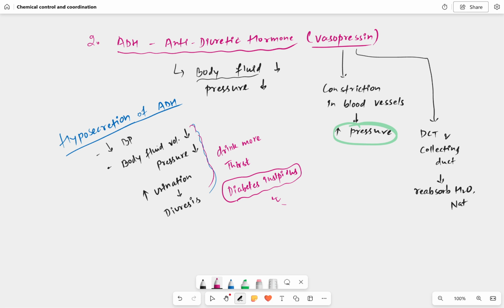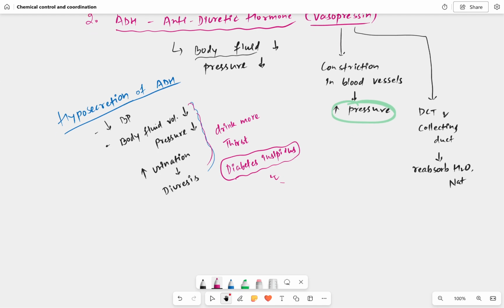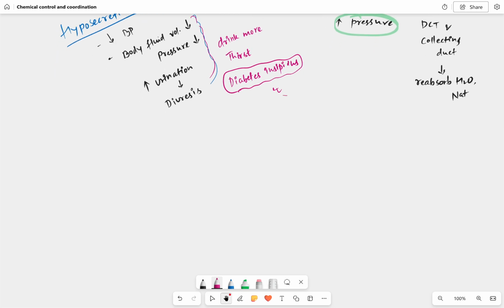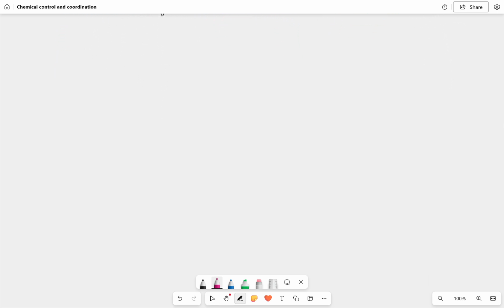Now our goal is to go ahead with the hypothalamus and the thyroid gland. Thyroid gland is one of the major glands of our body, so we'll cover it in the next lecture. Thank you for being patient with us. Now our next goal is to learn about the hypothalamus and thyroid.